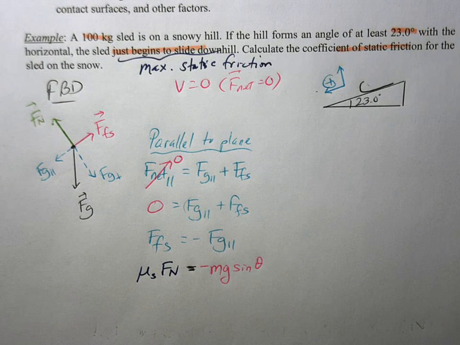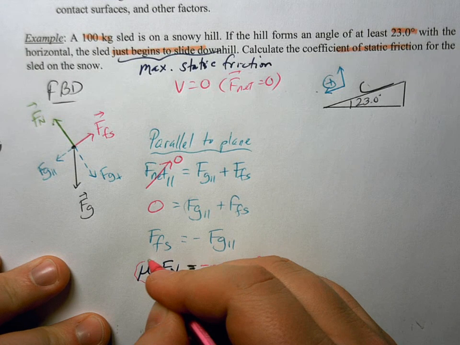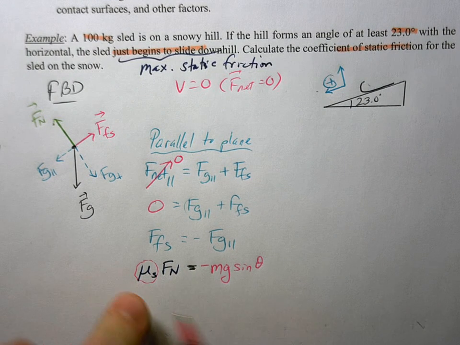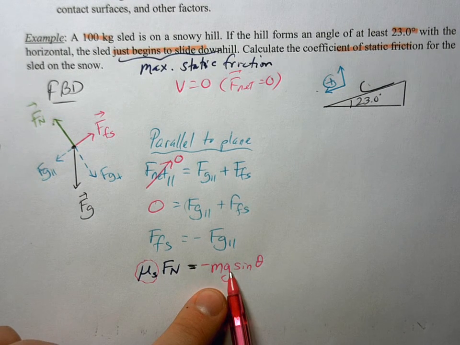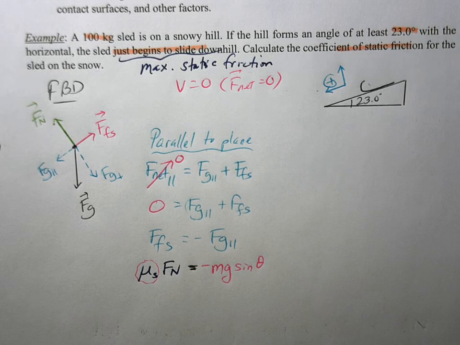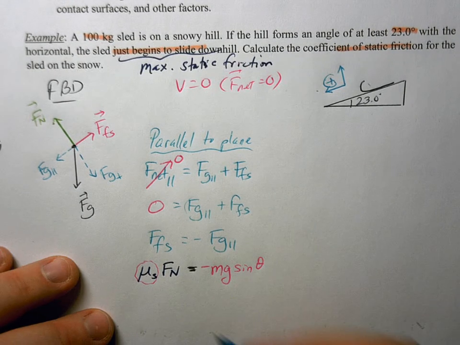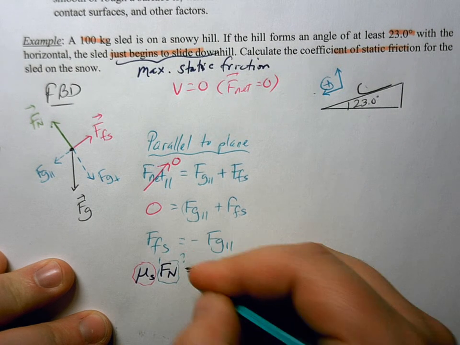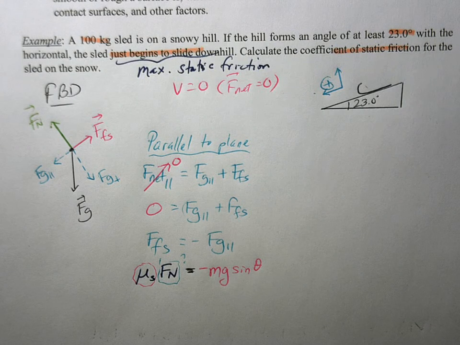So the objective here is to find the coefficient of static friction. We know the angle, we know the acceleration due to gravity, we know the mass. What we don't know is the normal force acting on this sled. This is kind of similar to projectiles. When we did projectile motion, if you were looking in the x direction and hit a dead end, you'd go to the y direction and solve for something to help you out in the x direction. It's the same thing with parallel planes.